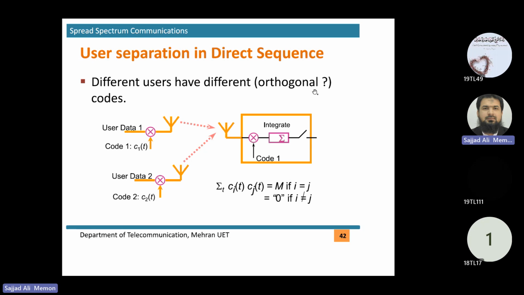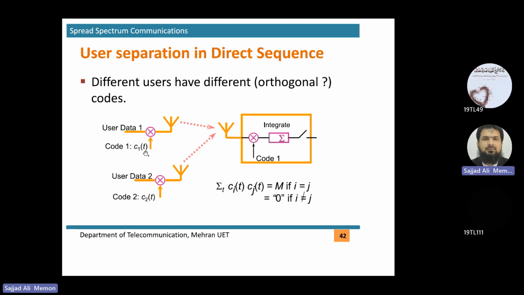User separation in direct sequence: different users have different codes. Orthogonal means they will not interfere with each other. So user one will have a code C1(t), and user two will have a different code C2(t). Data will be directly multiplied with these codes. User data one will be multiplied with C1(t), and data two will be multiplied with C2(t).